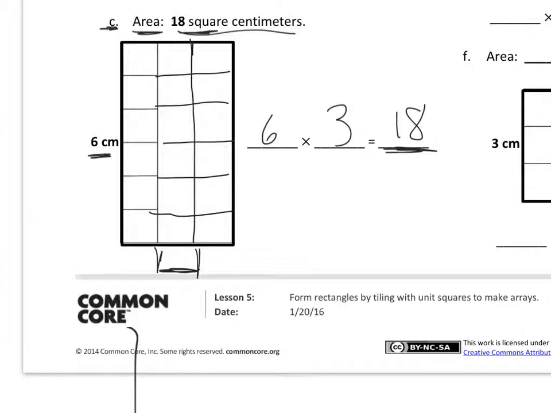We're going to double check how many columns do we have. 1, 2, 3. And there we go. And now we're going to double check that we have all the information. Yes, we have the total area, which is 18 square centimeters. We have 2 side lengths, the lengths of the side. Length means how long a side is. And we have the equation 6 times 3 equals 18.